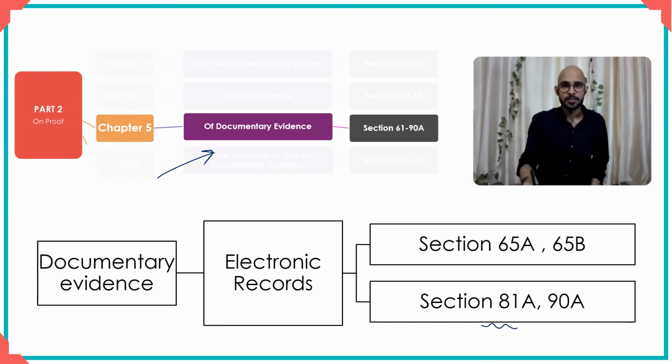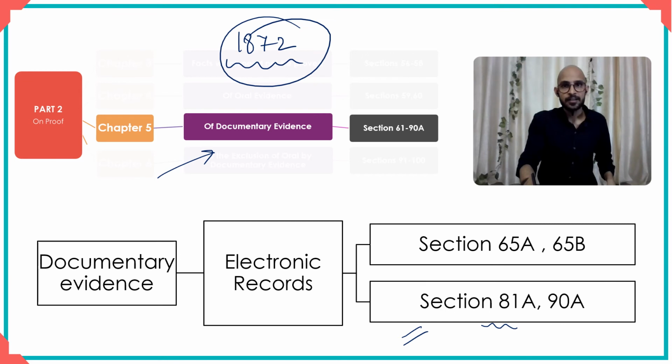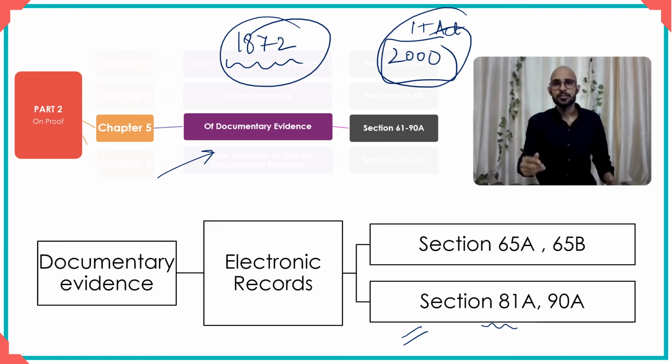So whenever you see something like an A or a B, generally that deals with electronic records in the Indian Evidence Act, because electronic records have been added later on, obviously, because the Indian Evidence Act is an act of 1872, and the IT Act in India came about in 2000, and that brought about certain amendments because of which electronic records had to be considered, and you find those provisions also within this chapter relating to documentary evidence.